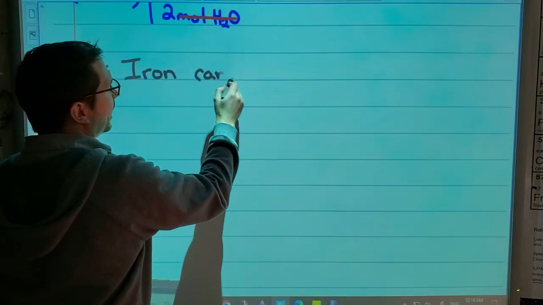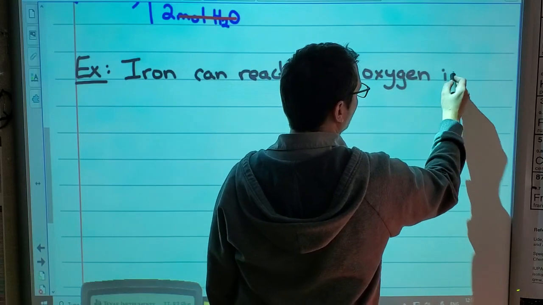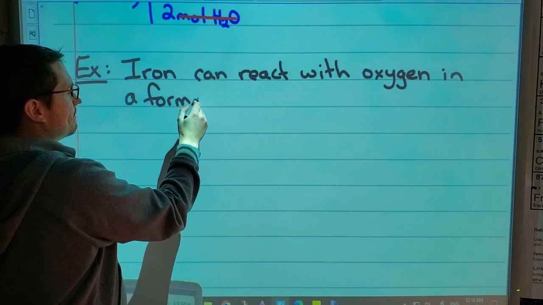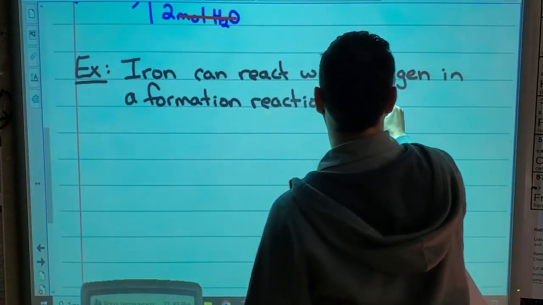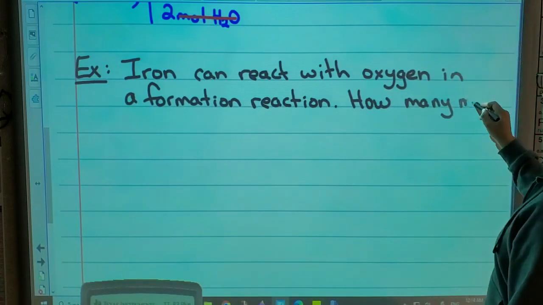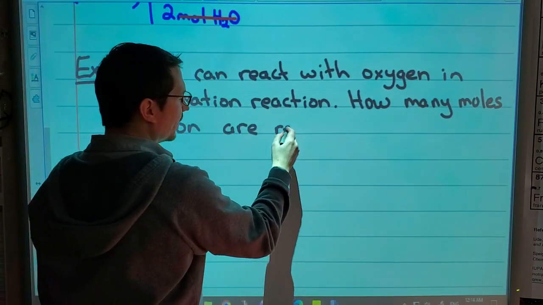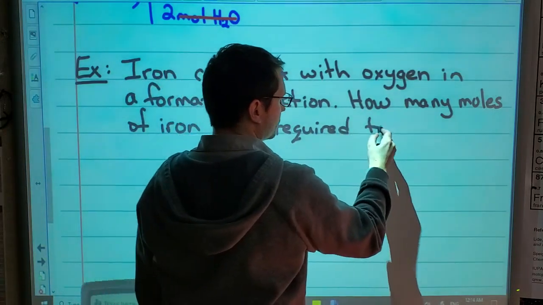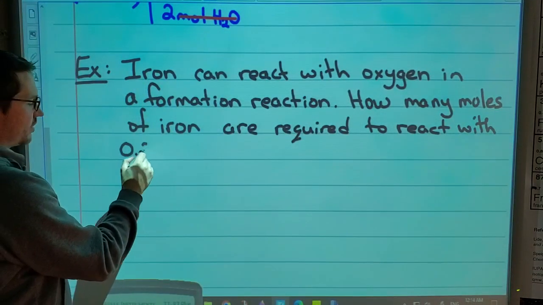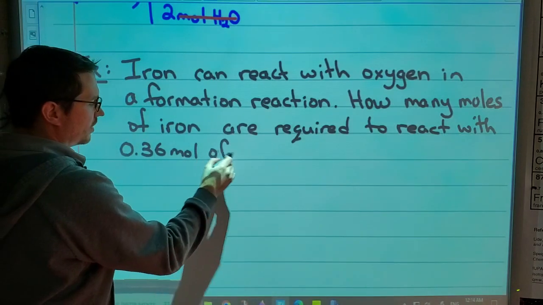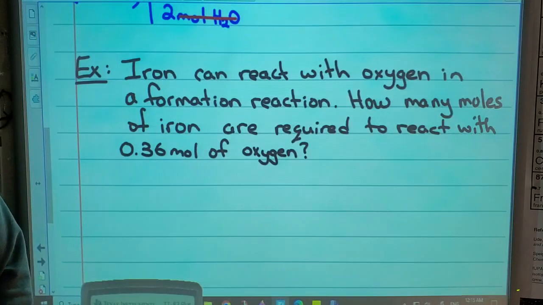Iron can react with oxygen in a formation reaction. How many moles of iron are required to react with 0.36 moles of oxygen? Give you a second to write that down.